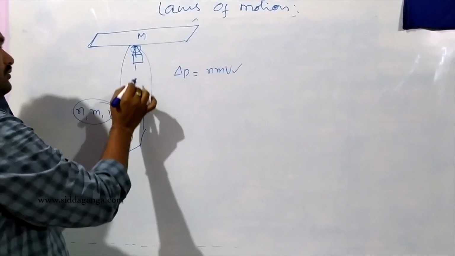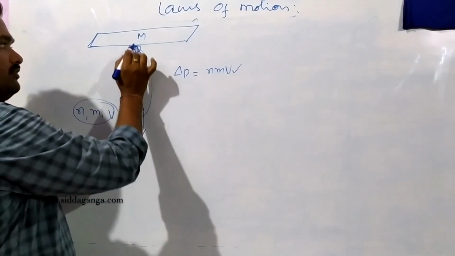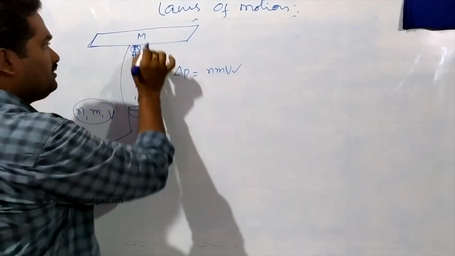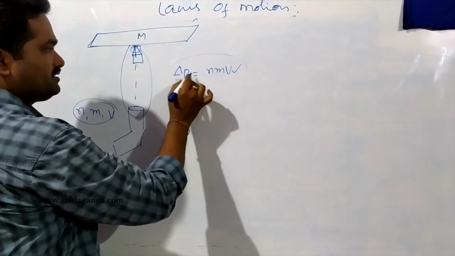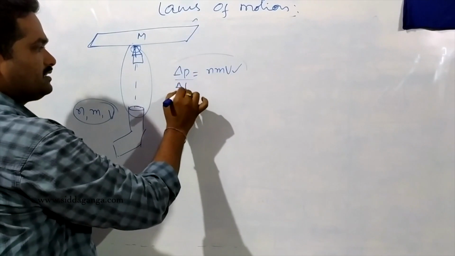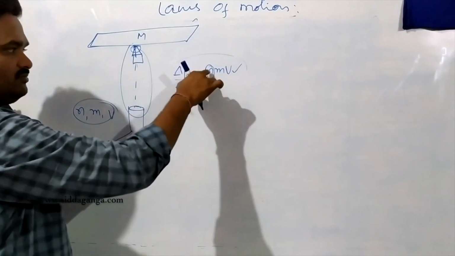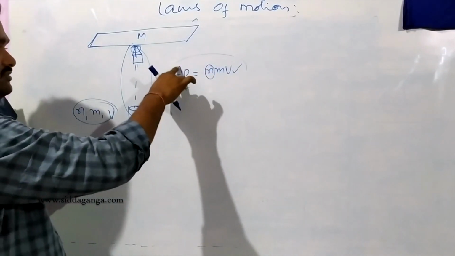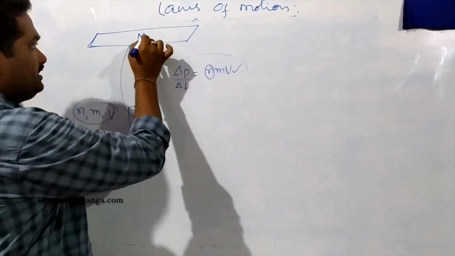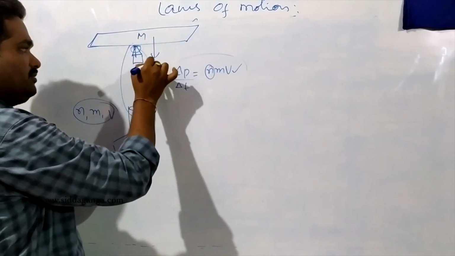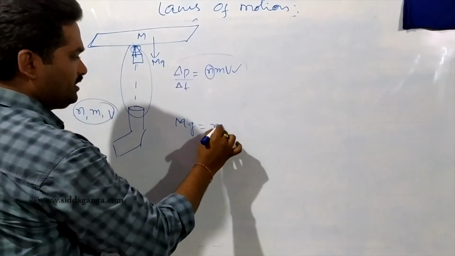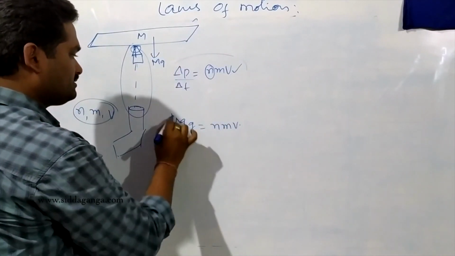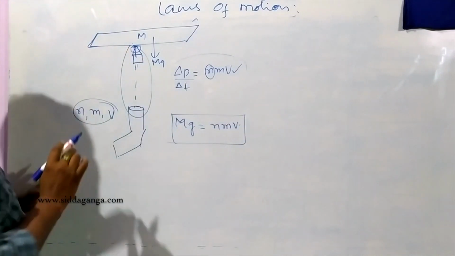Then the force with which it is going to hit this metal plate will be equal to what? Rate of change of momentum. This is delta p by delta t, which is nothing but nmv. I have written n here for the number of bullets per unit time, so that's why it is delta p by delta t. In that condition, its weight Mg will be acting in the downward direction. So the condition to be written here is Mg should be equal to nmv. This is the condition to be remembered for this particular scenario.